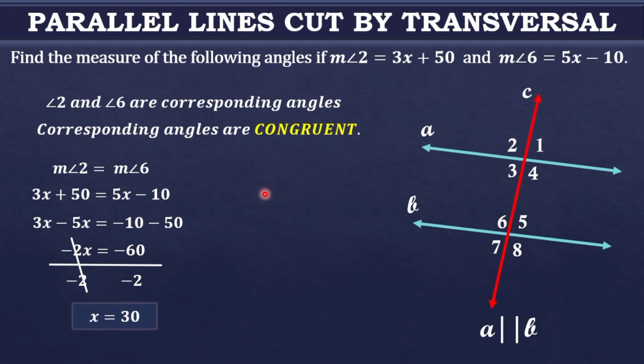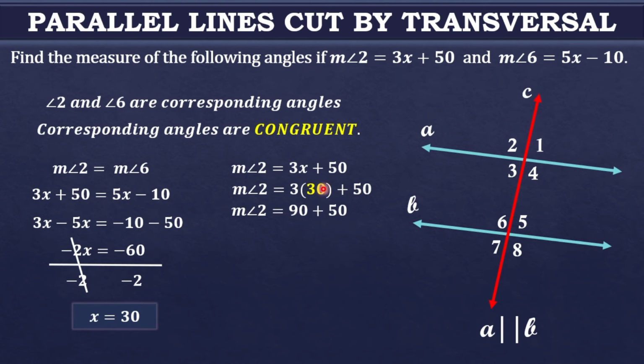So, i-substitute natin siya sa measure ni angle 2, which is 3x plus 50. So, we will substitute 3 times 30, which is your x, plus 50. So, we will get 90 plus 50. Therefore, the measure of angle 2 is equal to 140. Alright, so this is 140. The measure of angle 2 is equal to 140.